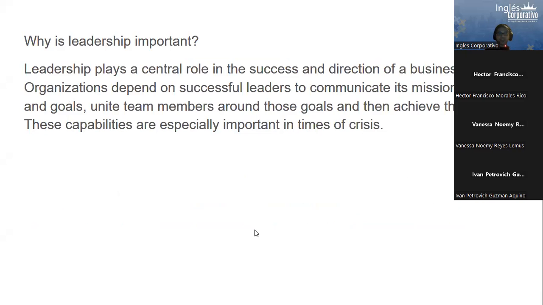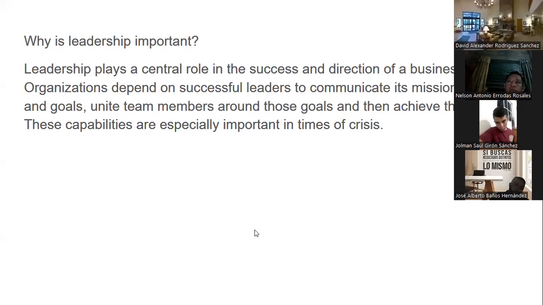Why is leadership important? Let's see. Nelson Antonio Rodas. Okay. Why is leadership important? Leadership plays a central role in the success and direction of a business. Organization depend on successful leaders to communicate missions, visions, and goals. You need team members around those goals and then achieve them. These capabilities are especially important in times of crisis. Okay, in your own words, what did you understand?